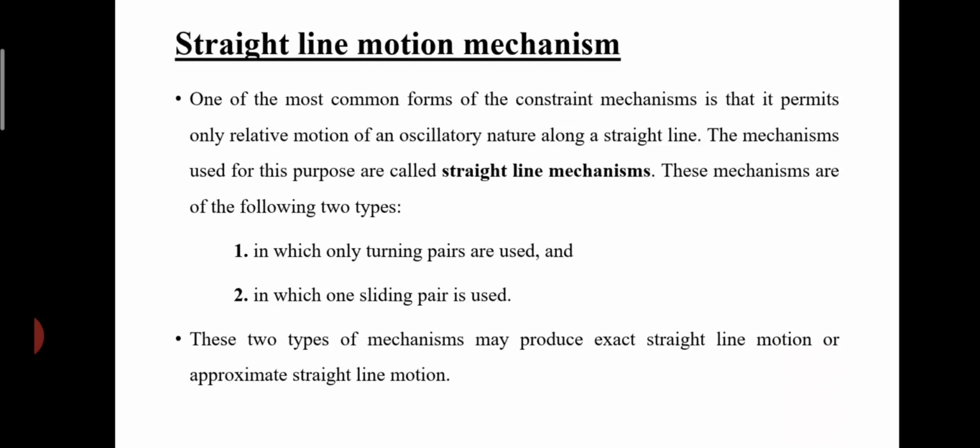Straight line motion mechanism. One of the most common forms of the constraint mechanism is that it permits only relative motion of an oscillatory nature along a straight line. The mechanisms used for this purpose are called straight line mechanisms. These mechanisms are of the following two types. Number one, in which only turning pairs are used, and number two, in which one sliding pair is used.